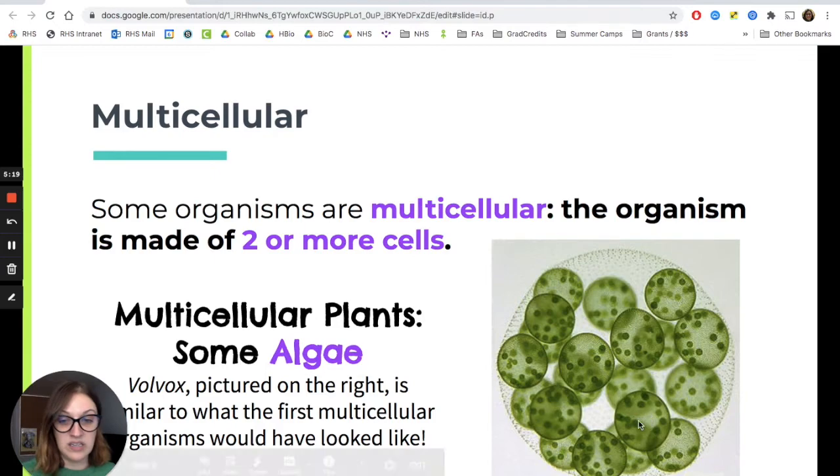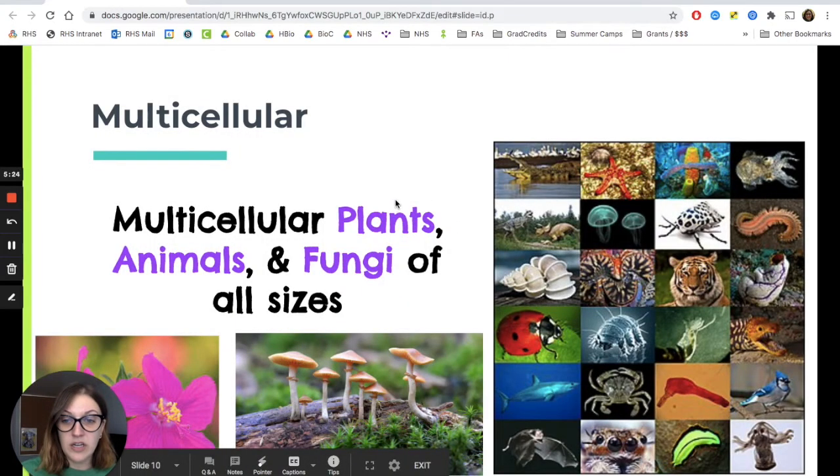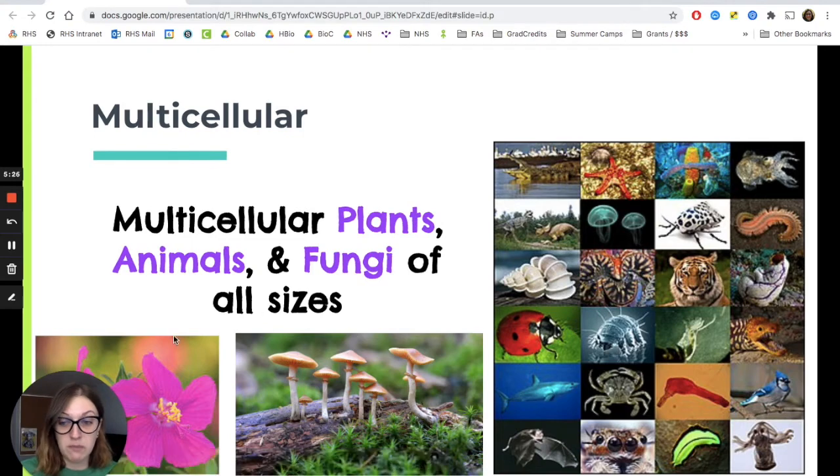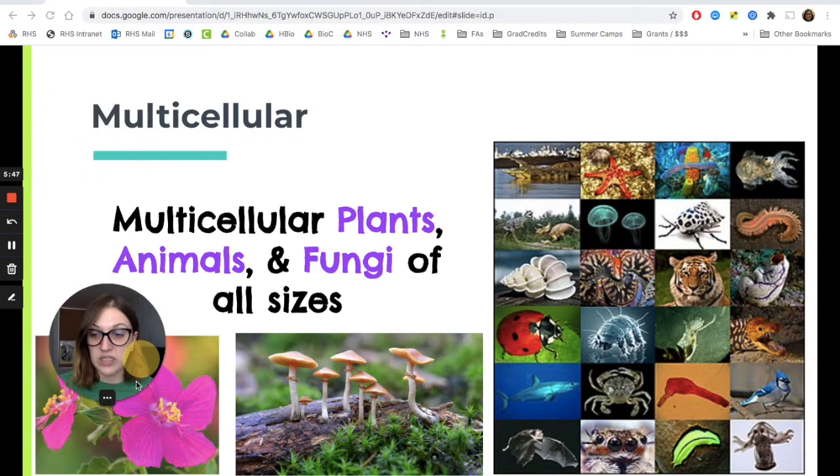And so this is an example of a multicellular plant. And multicellular plants could also be very much bigger. For example, here we have a flower, which you might think of. And then animals include all of the diversity of animal life that we might think about when we think about animals. So think about what your favorite animal is. I have cats and dogs, so that's one example of a multicellular animal. And fungi are also examples of multicellular organisms.